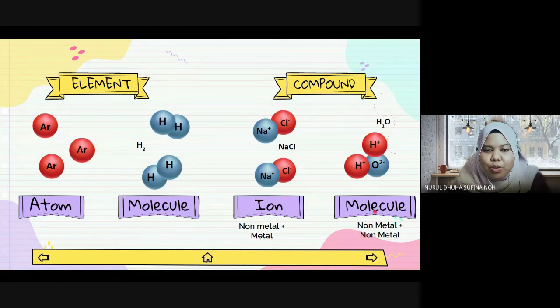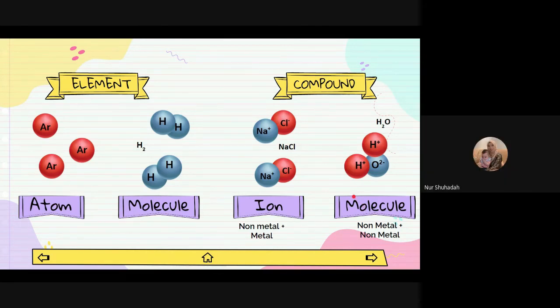While for molecule compound, we know that hydrogen is non-metal, and oxygen is also non-metal. So the combination of two atoms of hydrogen with one atom of oxygen will produce one water molecule, which is categorized as molecule compound. Do you understand, class?